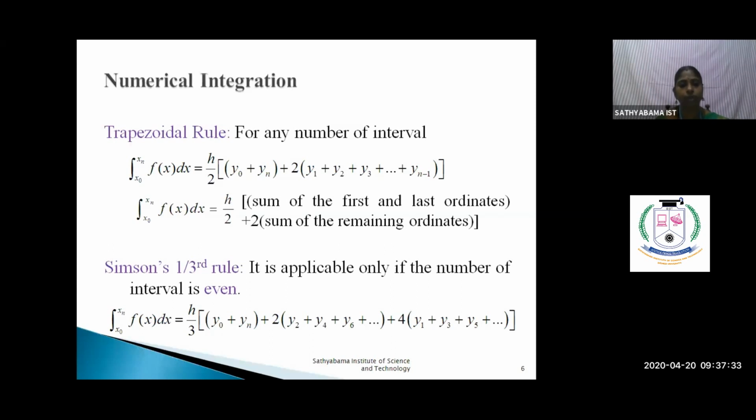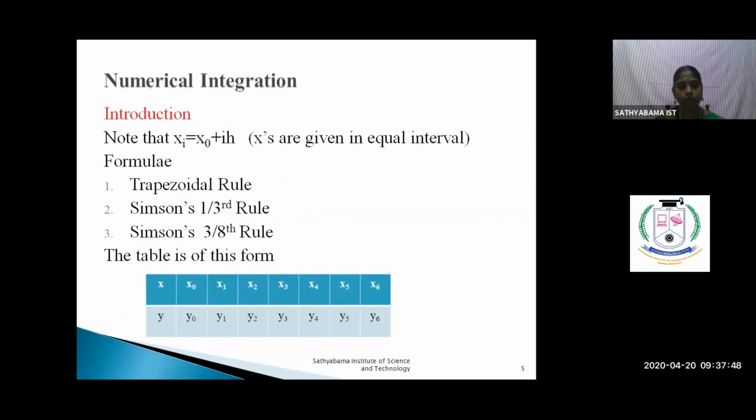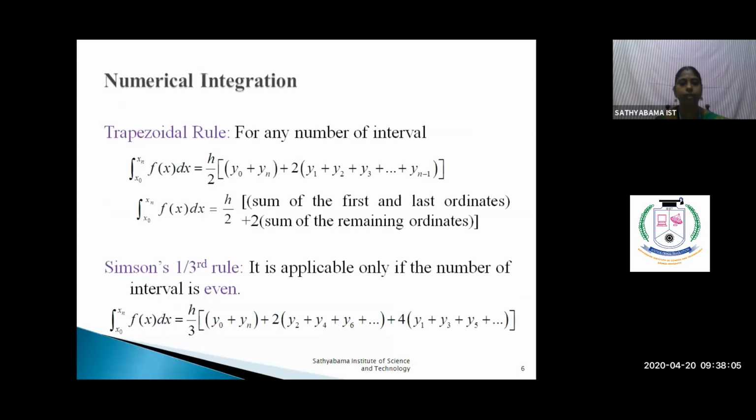So you take this first formula: integral x0 to xn f(x) dx is equal to h by 2 [y0 plus yn plus 2 times of the remaining entries]. Because whatever data you have, the data can be written first as y0, y1, y2, etc. yn, and x is what? x0, x1, x2, etc. xn, and you know well what the entries are, y0, y1, y2, y3, etc. So we can follow the first formula hereafter.